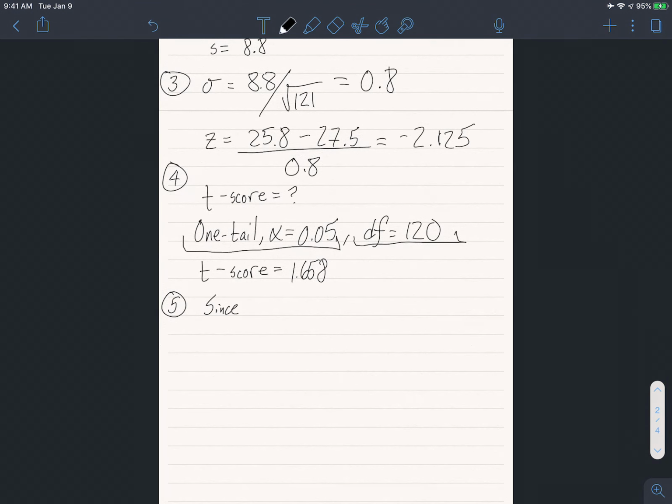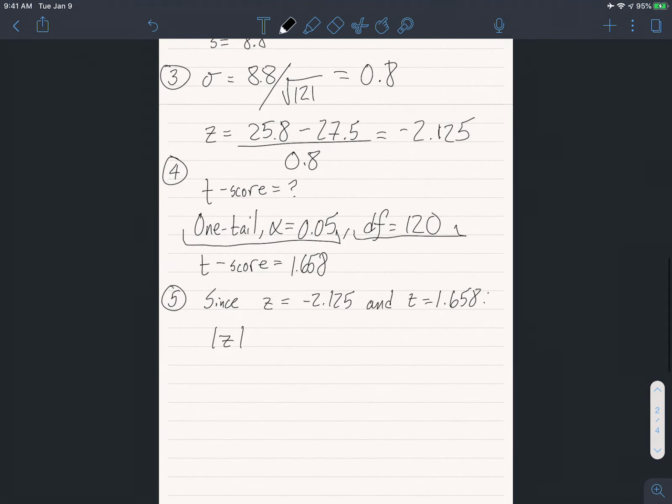since our z-score is equal to negative 2.125 and our t-score is equal to 1.658. Which of those cases is true? Well, the absolute value of our z is just regular 2.125, right? Absolute value means get rid of the sign. Just make everything positive. So 2.125, compare that to 1.658. Which one's bigger? The 2.125 is bigger than 1.658.